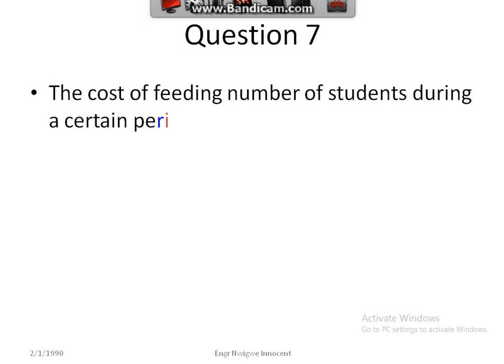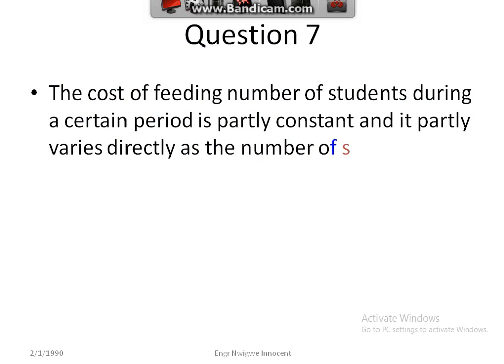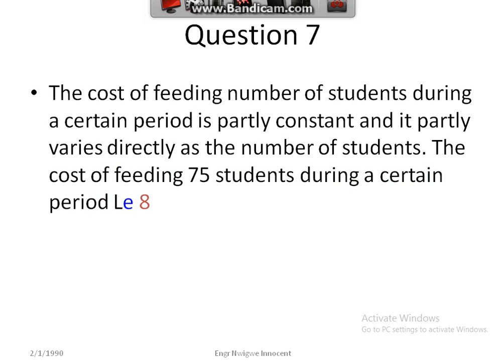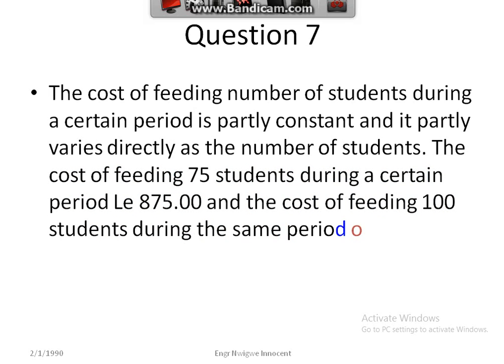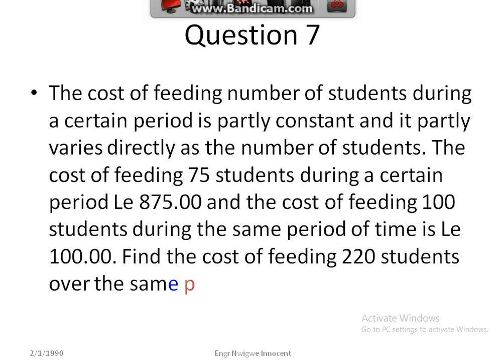Question 7. The cost of feeding a number of students during a certain period is partly constant and partly varies directly as the number of students. The cost of feeding 75 students during a certain period is 875.00, and the cost of feeding 100 students during the same period of time is 1000.00. Find the cost of feeding 220 students over the same period of time.